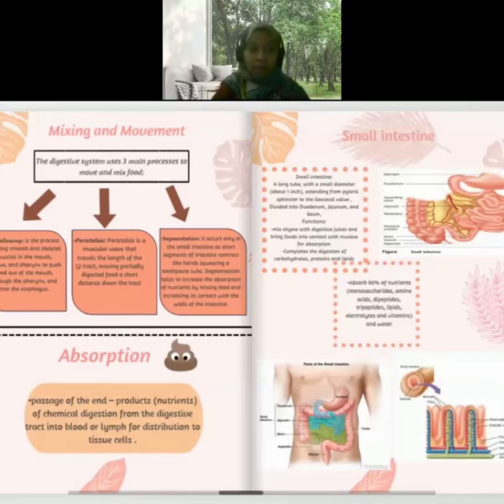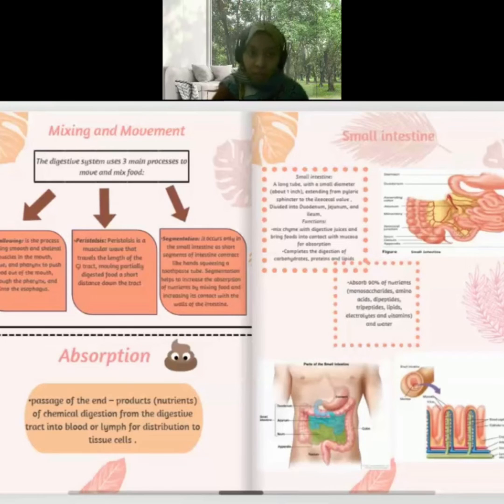Mixing and movement. The digestive system uses three main processes to move and mix food. First, we have swallowing. Swallowing, as I said, is a process that uses smooth and skeletal muscles in the mouth. Peristalsis is a muscular wave that travels the length of the GI tract, moving food partially. Last, we have segmentation. It occurs only in the small intestine as short segments of intestine contract, for example, like a hand squeezing a toothpaste tube.